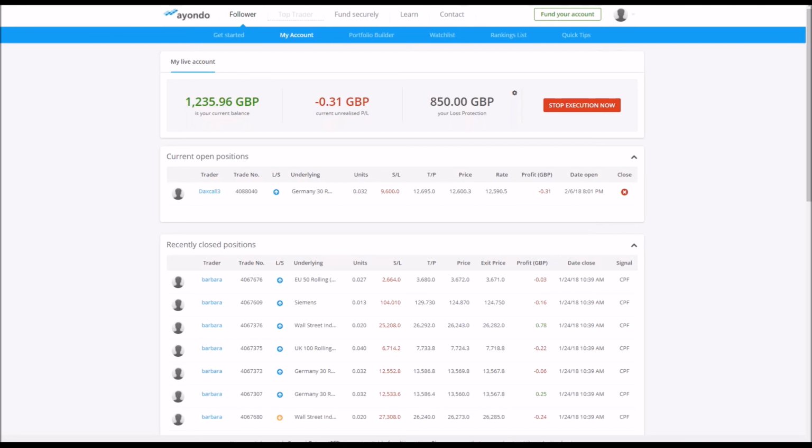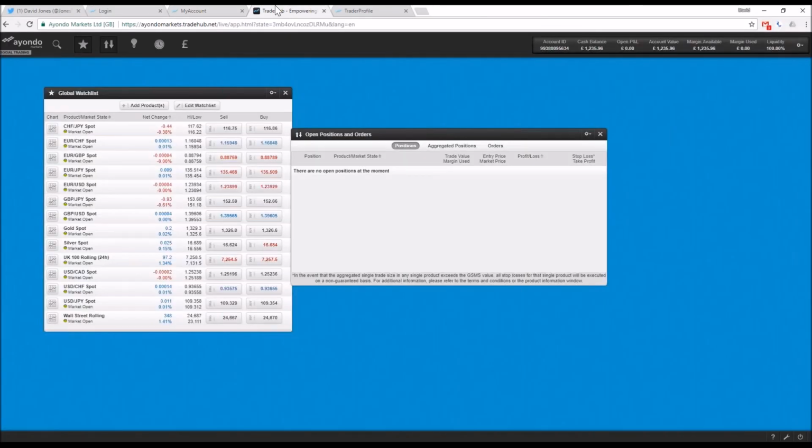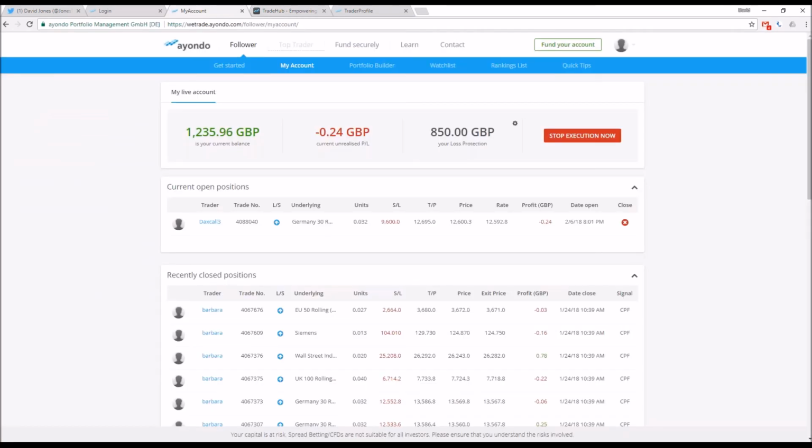If I go into Trade Hub, there's the trade that's gone through. It's using up 400 quid of margin, presumably because, no, it's not £400 of margin, is it? Trade value, £403 exposure, £4 of margin because it's such a tiny trade. And there you go, 0.032 a point. If I wanted to, I can go in and change the stop loss, change the target, all that sort of stuff. But I'm just going to leave it. And I can track the open P&L here in the top level view.